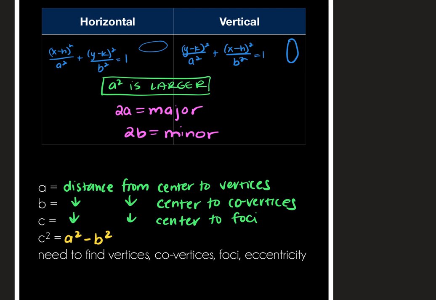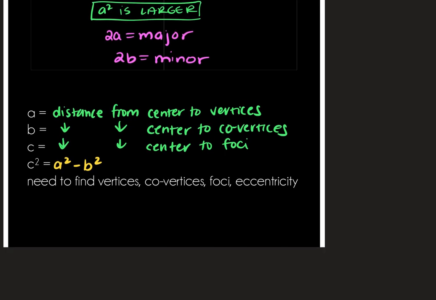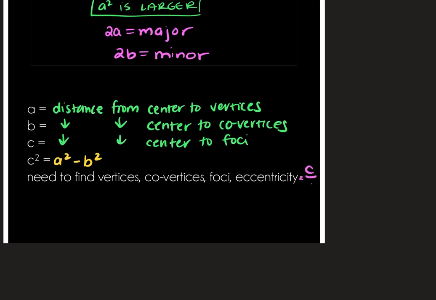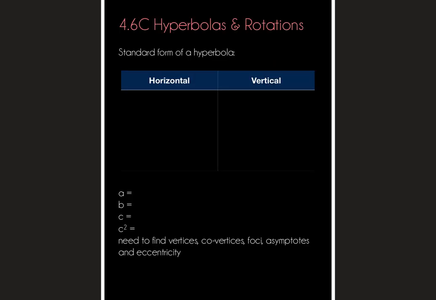So again, like a parabola and a circle, I could give you the equation. You might have to put it in standard form, or you get given the equation already in standard form. You'd have to be able to find the center, the vertices, the co-vertices, the foci, okay? And it's going to ask for eccentricity, which is your c over your a. And remember, the closer it is to 1, the more rounded it is. The closer it is to 0, the flatter. Not that that matters, really. It just confirms your graph.